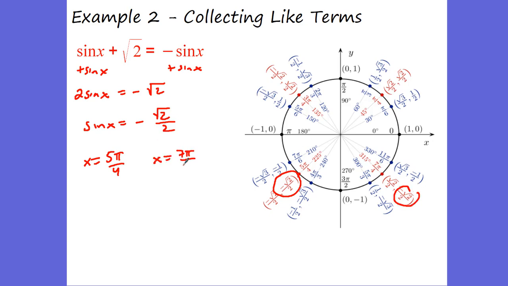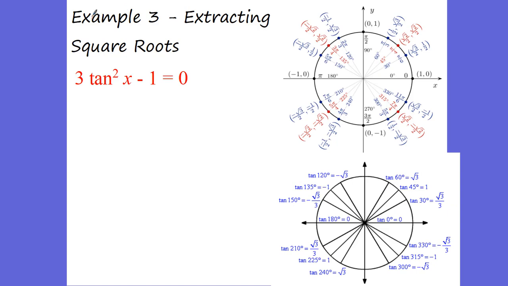And just keep in mind, if you wanted to find every single angle for that, you could add n times 2 pi, and that gives you every single angle. We're really just going to look for these 2 angles, though, in class, of what are the 2 angles from 0 to 2 pi.